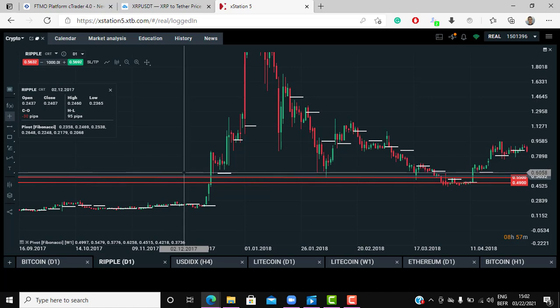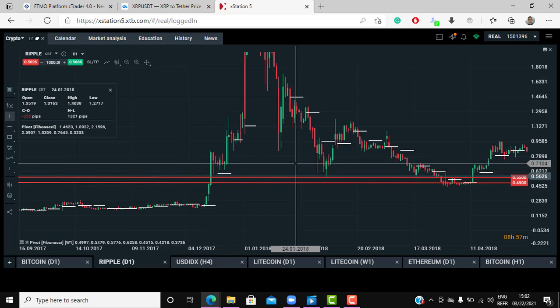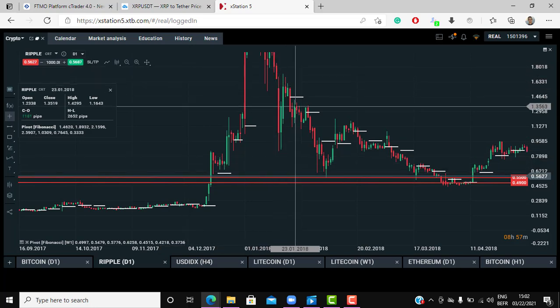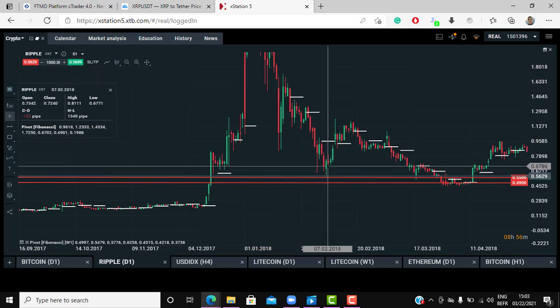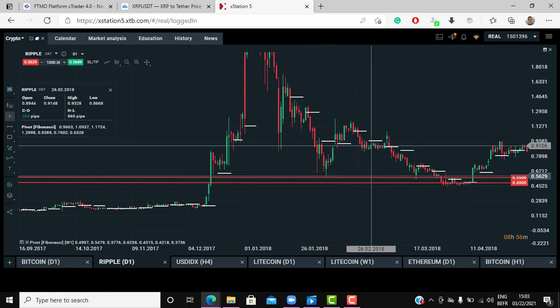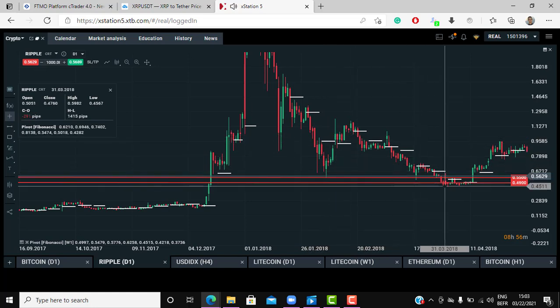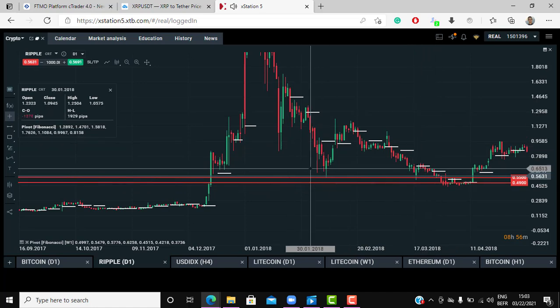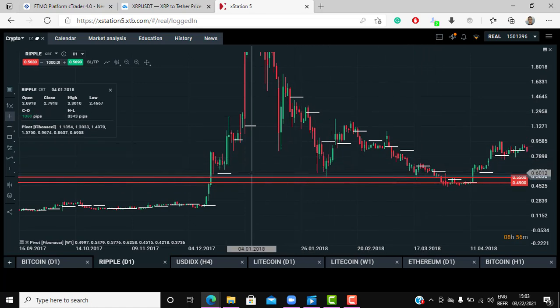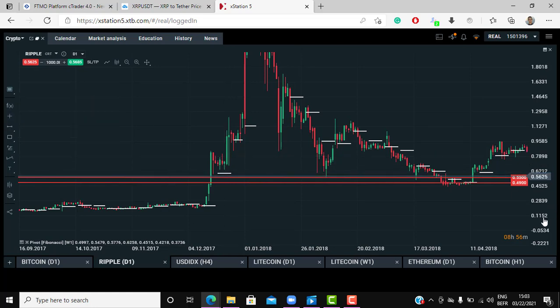Here, the area of support was around 0.60. As you can see, we went back all the way here, tested the 0.60, bounced back, and then tested it again here before failing to bounce back again. But this was a very strong support. And keep in mind this level of 0.60, we're going to see it today. It's a very strong level as well, so keep this level in mind.